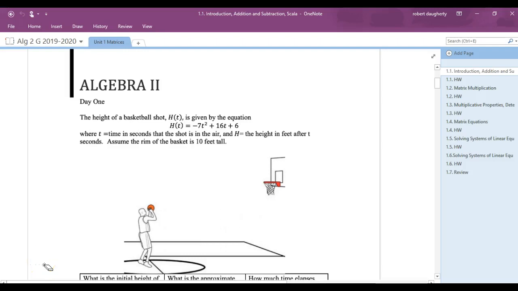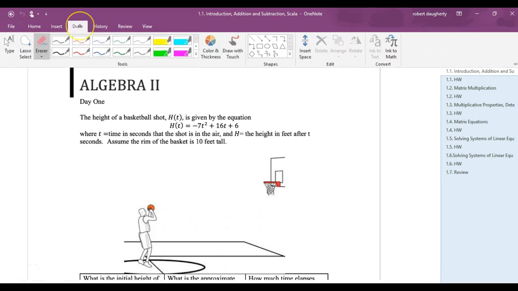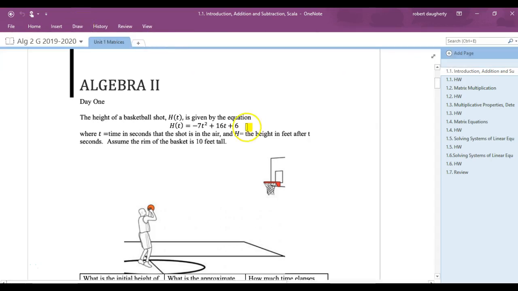So we start out with something that you probably don't have a good indication of how to solve. I'll tell you why we do that. The height of a basketball shot is given by this equation, minus 7t squared plus 16t plus 6. If you've got your book, you can follow along with this. t is the time in seconds after I release the ball, and h is the height of the ball on its way to the basket, okay?